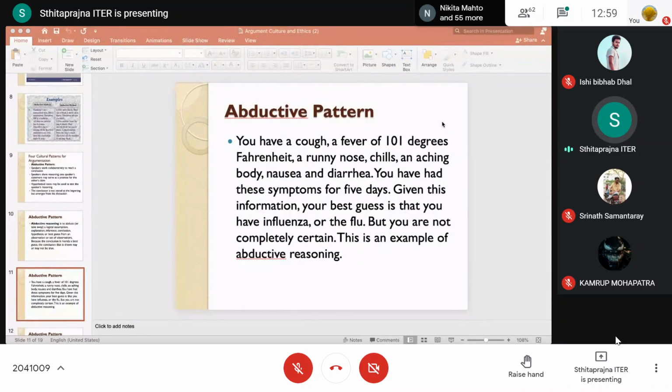Okay, class. So we didn't complete abductive reasoning. We'll do it in the next class, and that's your activity for the next lab.